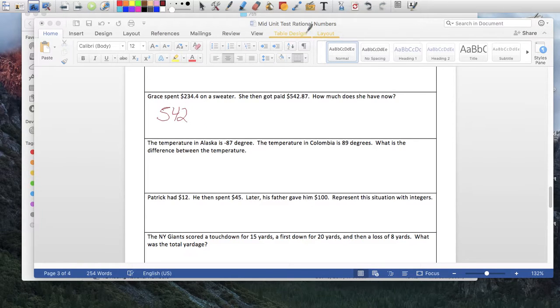But you know what? The better way is she started, she spent, so spending is negative, right? And then somebody paid her $542. So how much does she have now? Well, who's going to win? These guys. So we do 542.87 minus 234.4.